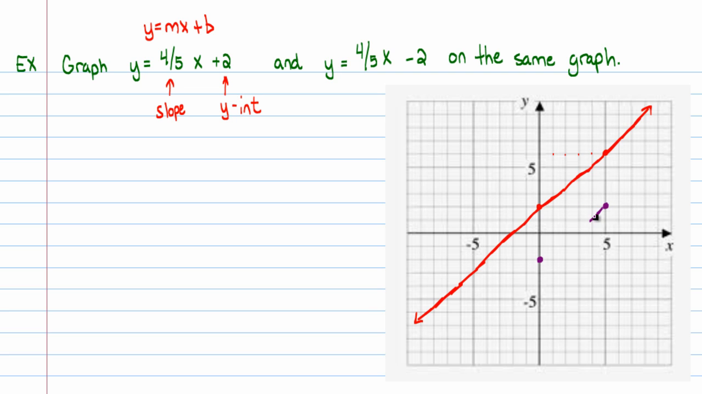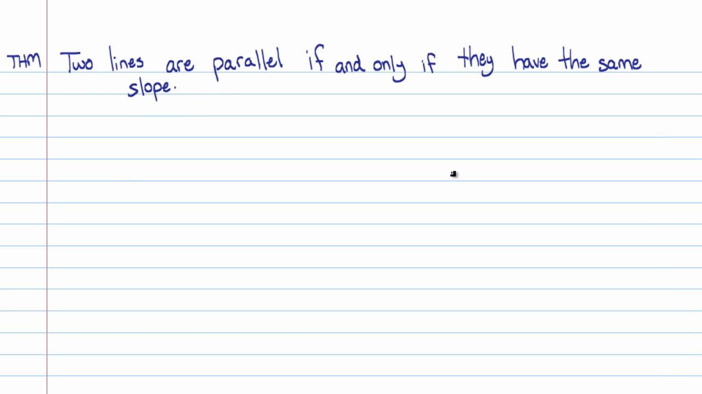If I connect those 2 points, you should notice something interesting about these 2 lines, that they are parallel. And you should also notice something in common with these lines: they actually have the same slope. So this is our theorem. Lines having the same slope are considered parallel. So the theorem reads that 2 lines are parallel if and only if they have the same slope.